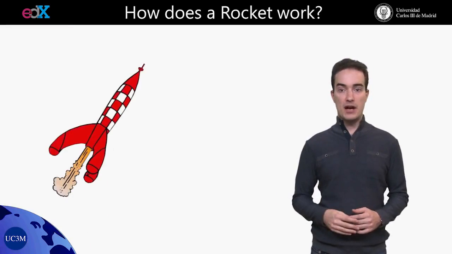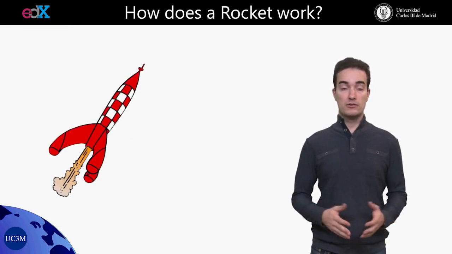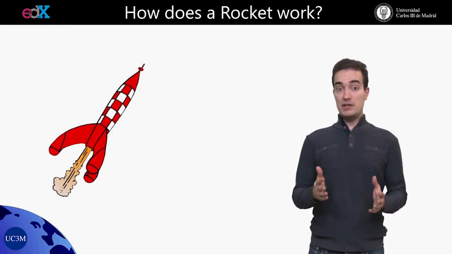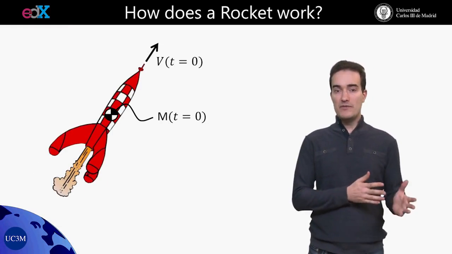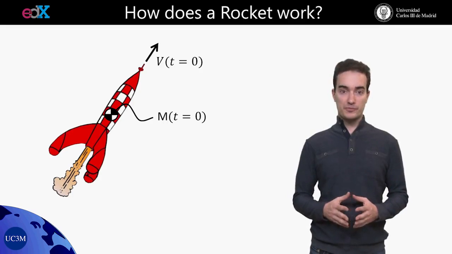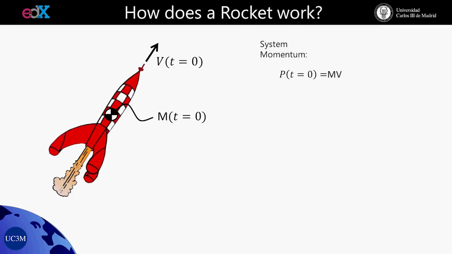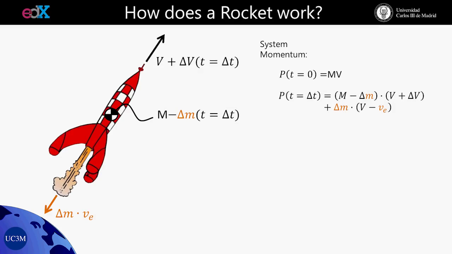Let us investigate now in more detail how a rocket works. Imagine that you are sitting on a rocket with a total mass m that is moving at a velocity v with respect to the ground. The total momentum of the system is p, t0, as defined over here. An instant later, the rocket ejects a chunk of mass, delta m, in the opposite direction, with velocity ve with respect to the rocket. Naturally, this will change your own velocity.